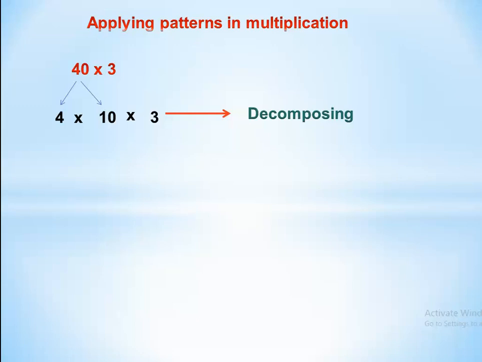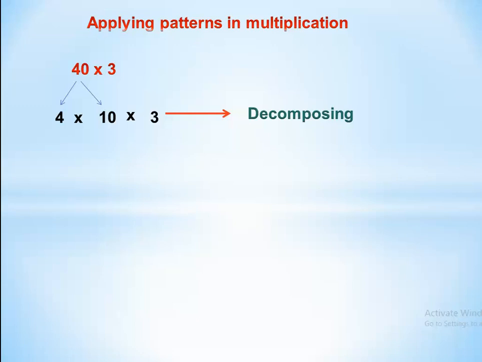Applying patterns in multiplication. 40 times 3. We can decompose 40 as 4 times 10, times 3. This is the decomposing property. We decompose 40 into 4 times 10. This is a different meaning of decomposing. We can represent 40 as 4 times 10.